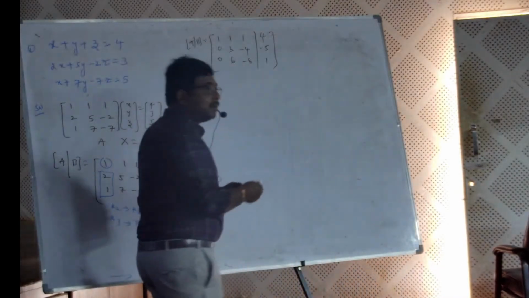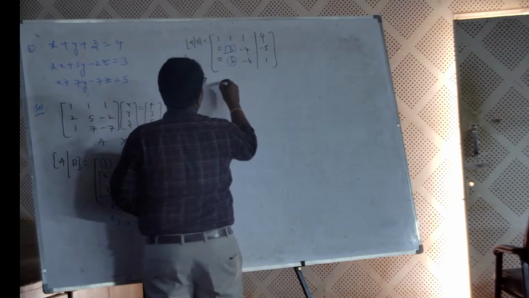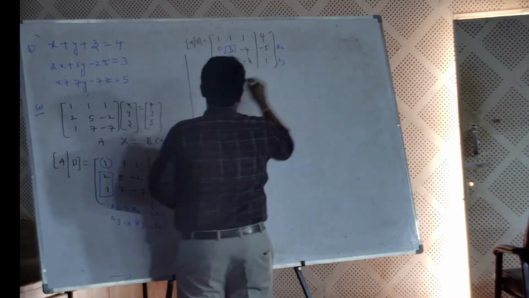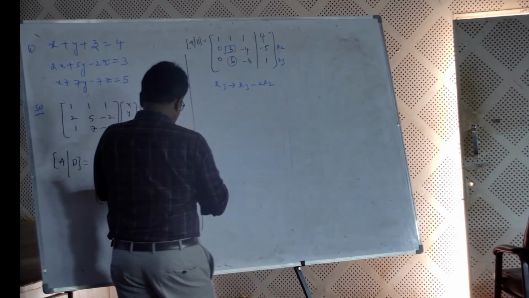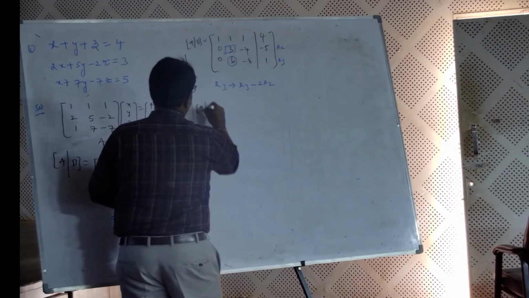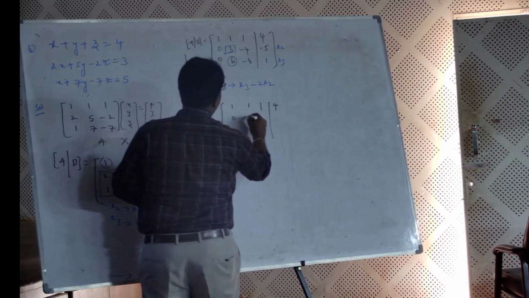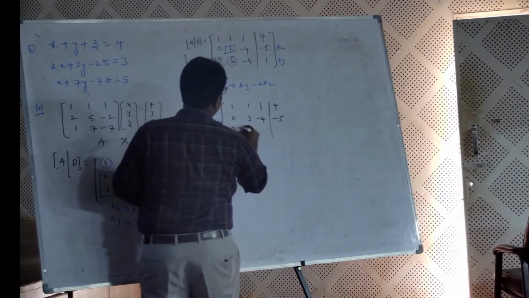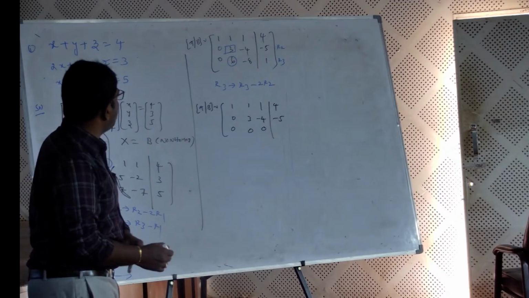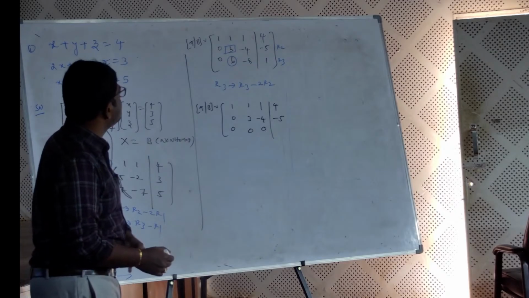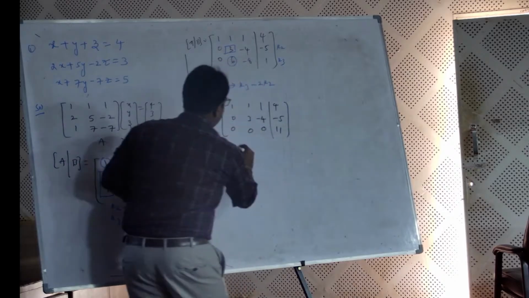Which element is your target? Make 6 zero using 3. What is the operation? R3 implies R3 minus 2R2. Now get ready with the elements: 1, 1, 1, 4; 0, 3, -4, -5; 0, 0, 0, 11. Now it is in which form? Echelon form.